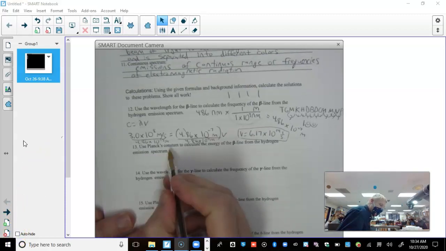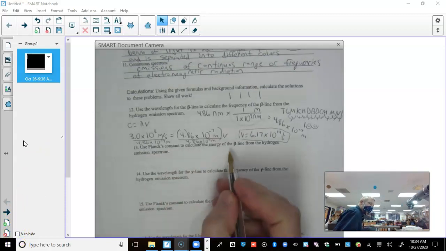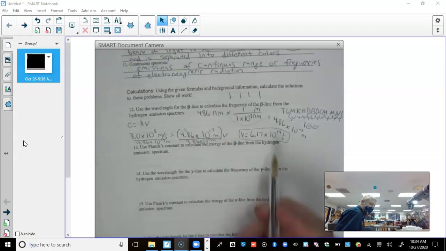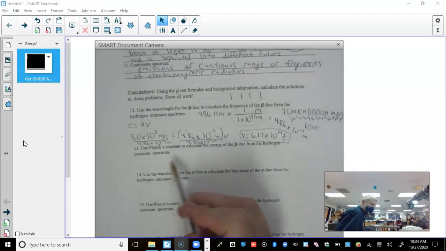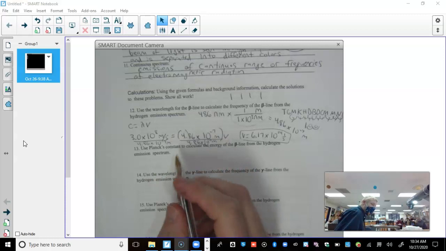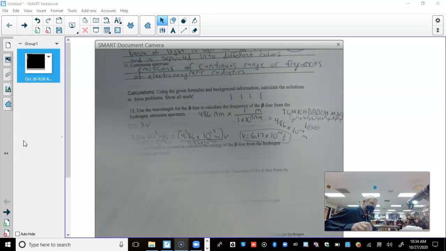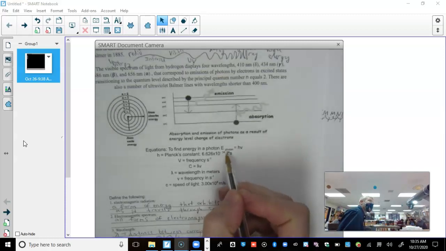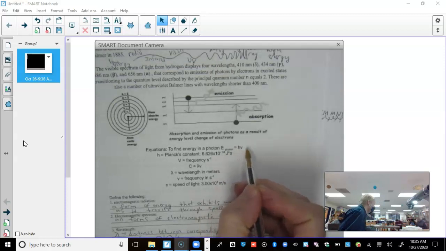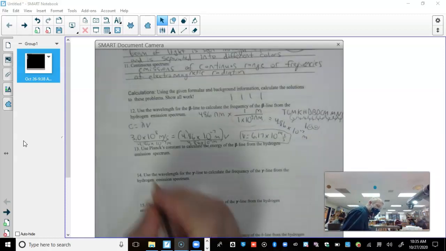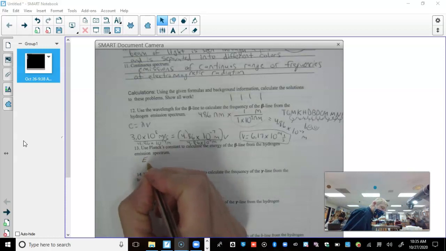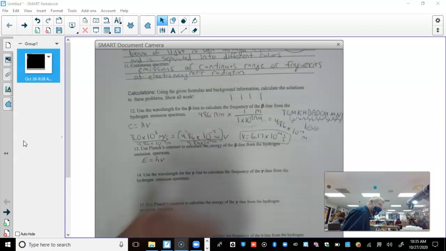Moving on to number 13, it says use Planck's constant to calculate the energy of the same line we were looking at from the hydrogen emission spectrum. So we want to find energy, and the equation for energy is the particle model. Energy of a photon equals hv, Planck's constant times frequency. So I'm going to rewrite that: energy equals Planck's constant times frequency.